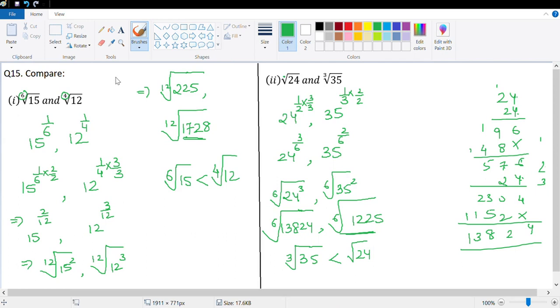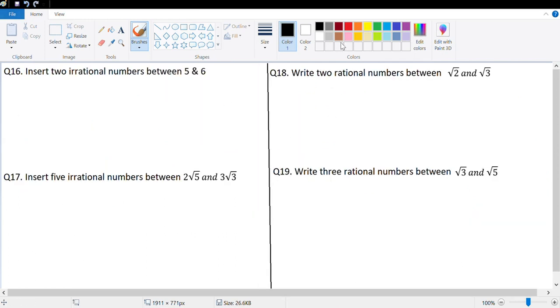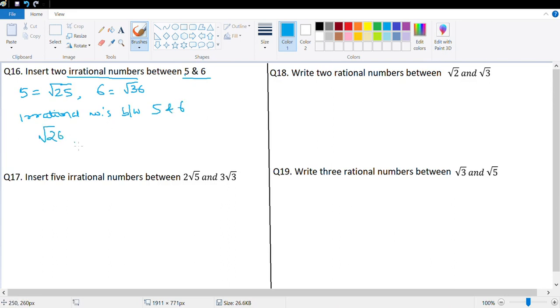The next question that we have is question number 16. Question number 16 says, insert two irrational numbers between 5 and 6. Now, since we're talking about irrational numbers, which means we're looking at roots which do not have exact value. So 5 is nothing but root of 25, and 6 is nothing but root of 36. So irrational numbers between 5 and 6 would be root of 26, root of 27, root of 28, and so on, going up to root of 35.